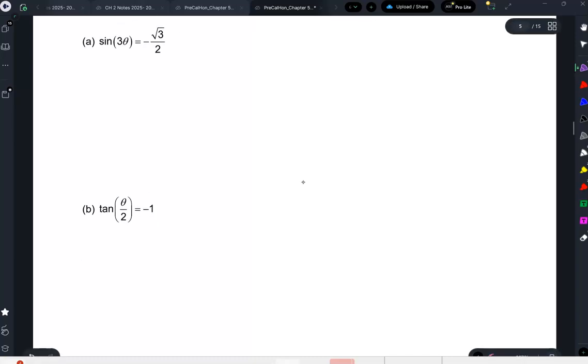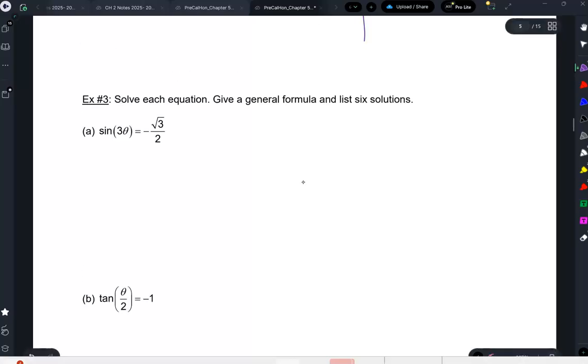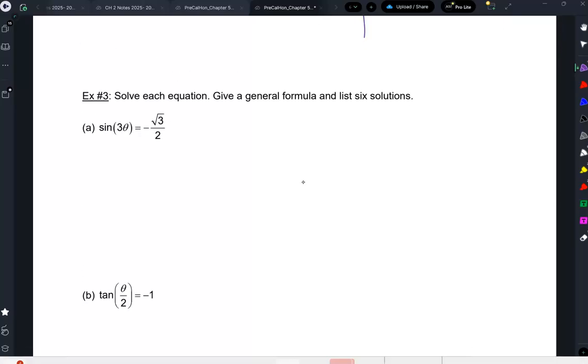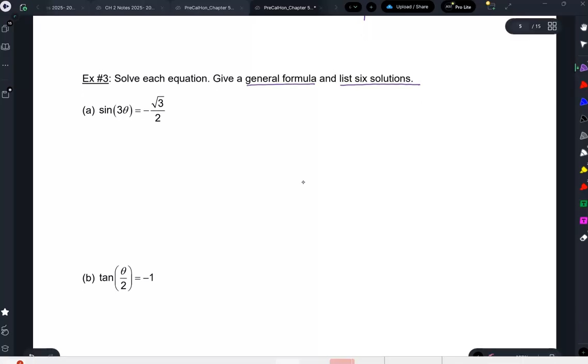Okay, let's take a look at this one. Now it says solve each equation, give a general formula, and list 6 solutions, right? General formula and 6 solutions. So let's do this. Sine of 3 theta is negative root 3 over 2. I wasn't thinking when I was doing this, and they mostly all came out to the pi over 3s, but they're not always going to be the pi over 3s.